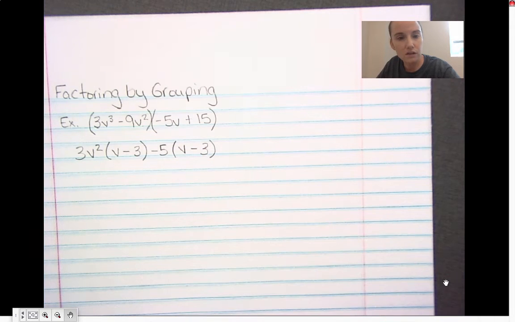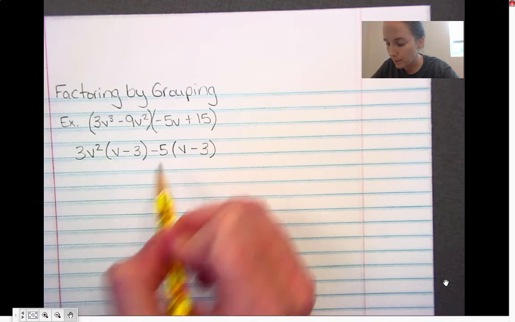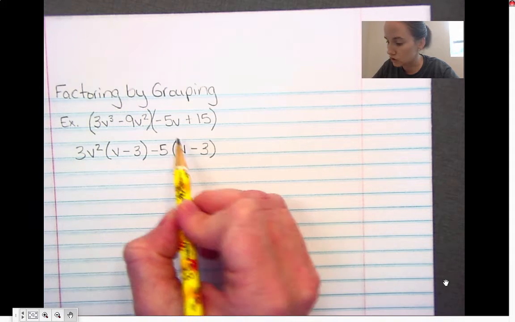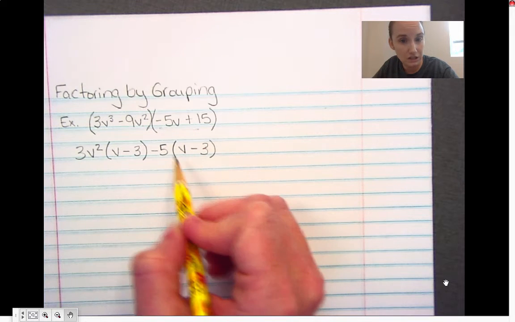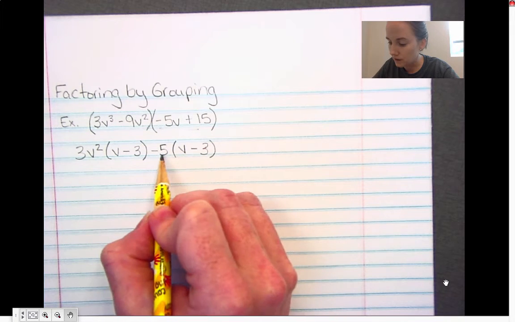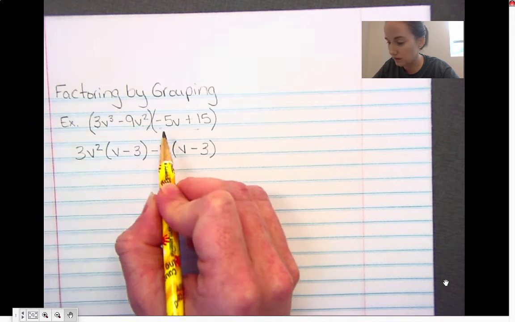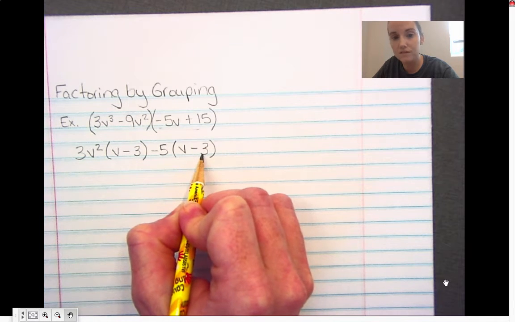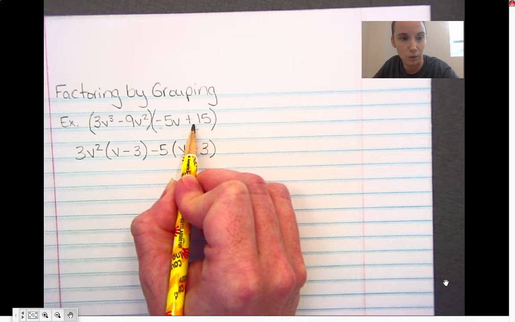Now, go back and double check to make sure that when you distribute these values back into the binomials, you do, in fact, generate what was given to you. So a negative 5 times v is negative 5v, and negative 5 times a negative 3 does, in fact, give me positive 15, so I am okay here.